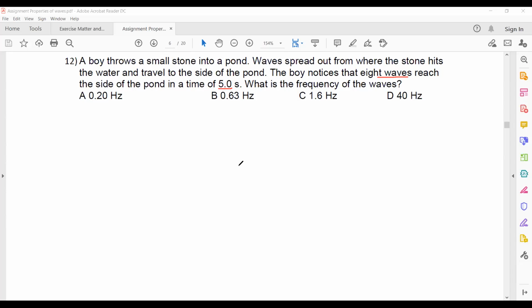So frequency is the number of vibrations divided by the time interval. So 8 vibrations in 5 seconds. How many vibrations in 1 second? It will be 8 divided by 5, which equals 1.6. So C is the right answer. Is it clear? Because frequency means how many times it vibrates in 1 second.